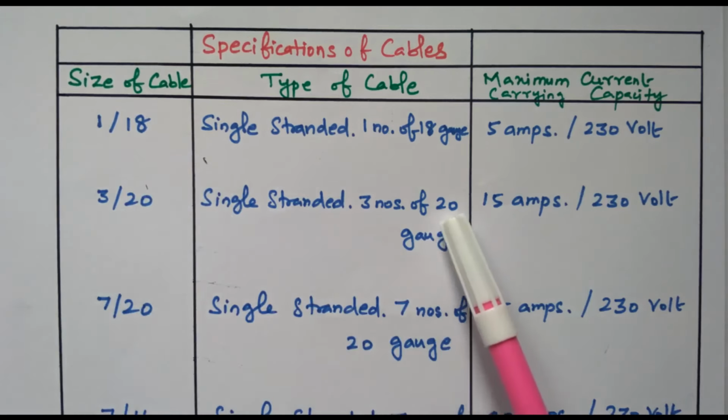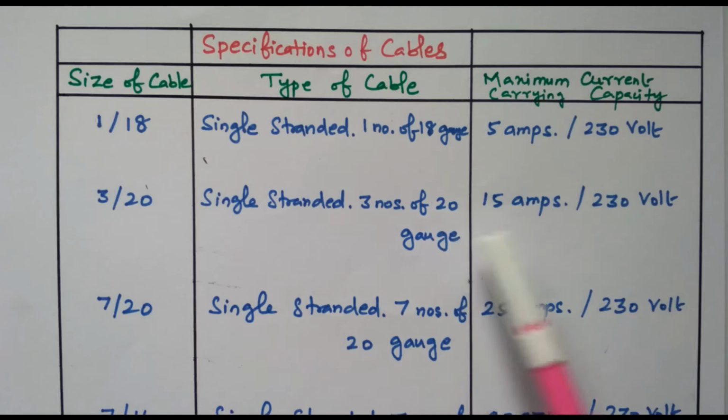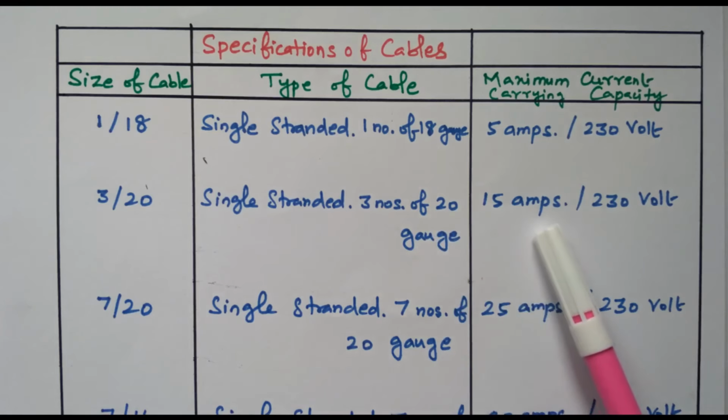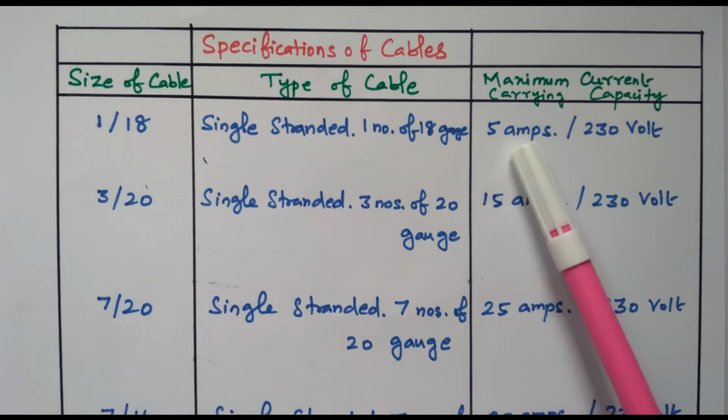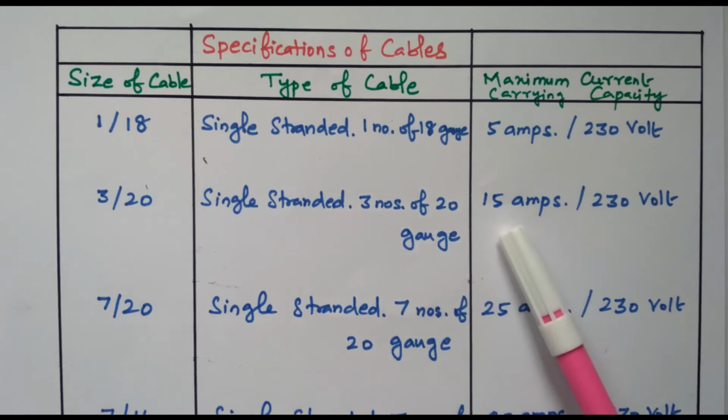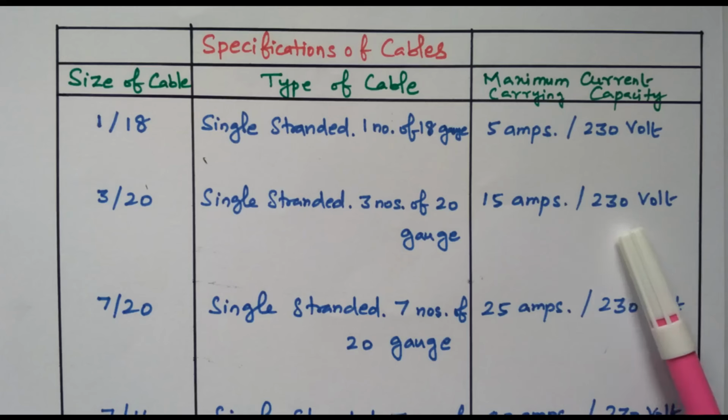When the gauge increases, the thickness also increases, and automatically the current also increases. So here it is 15 amperes. Previously it was only 5 ampere. Now we have 3 conductors with 20 gauge, so the cable has a maximum current carrying capacity of 15 amperes. The voltage remains 230 volts.